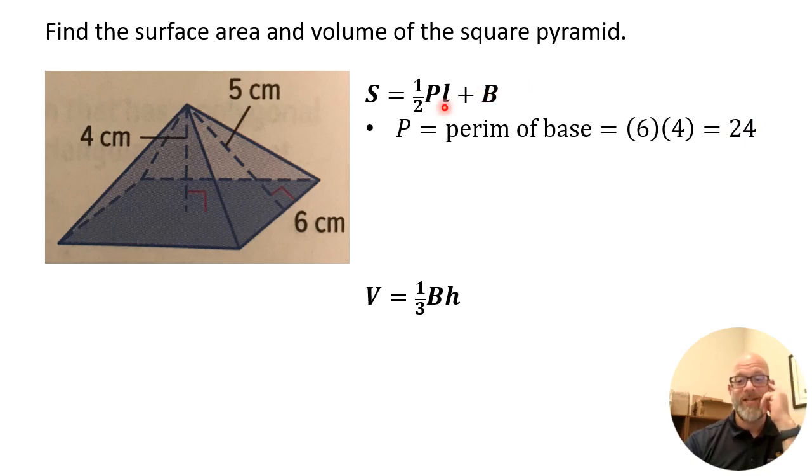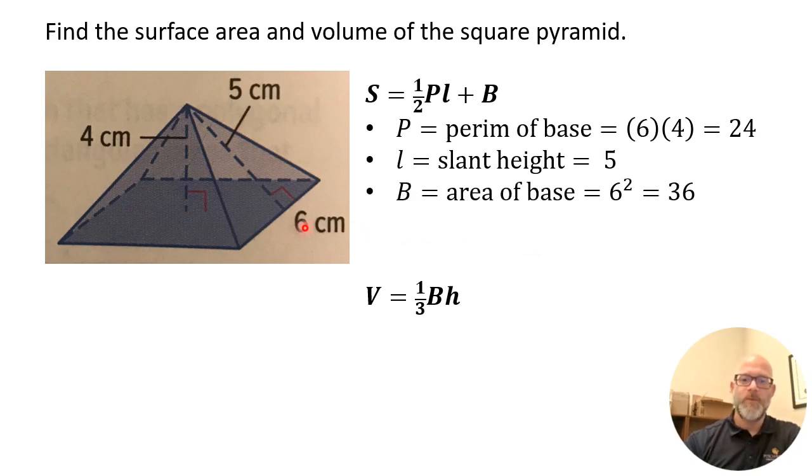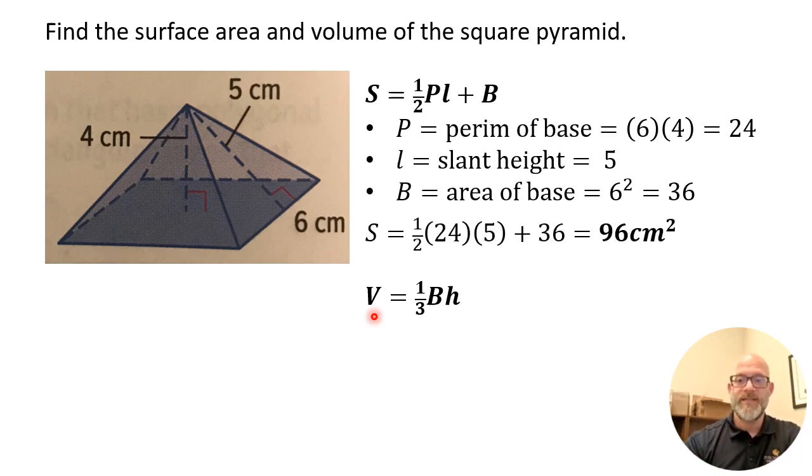Okay, the length, L, is not length at all. From the last chart, it actually meant slant height. That's what your book says L means. So that's 5. The slant height is 5. All right, B. Your book says it means the area of the base, which is 6 squared or 36 for a square. Plug and chug, and you get 96 centimeters squared.